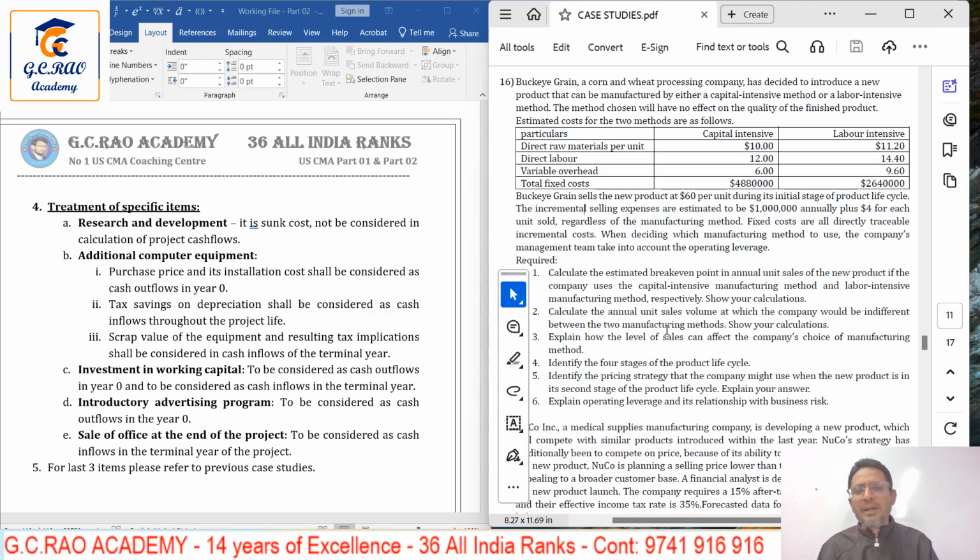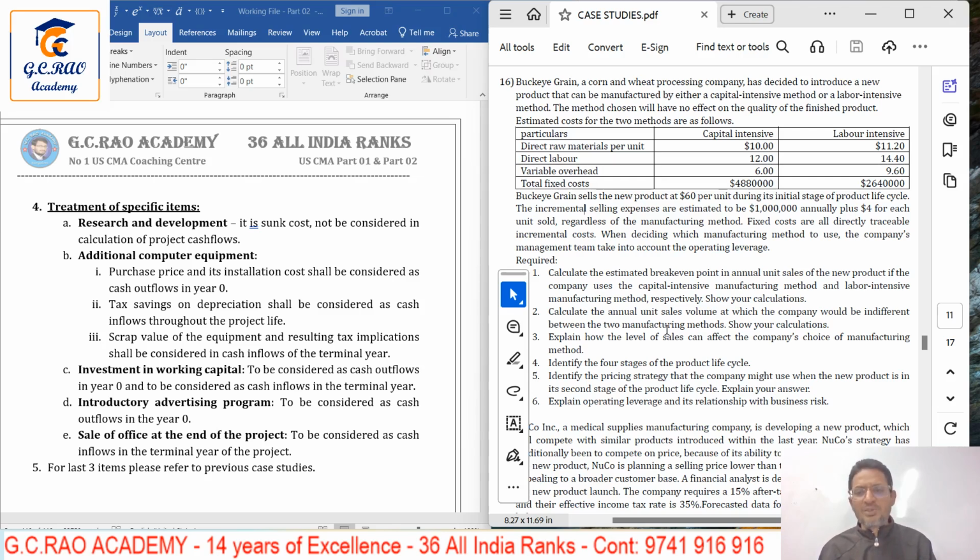Okay, BG, a corn and wheat processing company, has decided to introduce a new product that can be manufactured either by capital intensive method or a labor intensive method. How many production processes are given? Two. One is capital intensive, second one is labor. The method chosen will have no effect on the quality of the finished product. Whether you are going with the capital intensive or labor intensive, there will be no impact on quality. The estimated costs for the two production methods are given below. So look at what they are talking about.